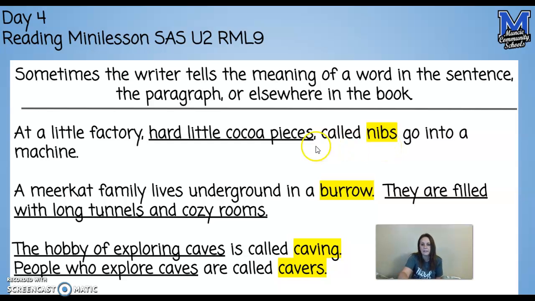But if you go back in the sentence, hard little cocoa pieces is what describes the nib. And a lot of times you can find the description in that same sentence, later in the paragraph, or somewhere else in the book. So today, when you are reading, if you come across a word that you don't know, take a look in the sentence, maybe in the paragraph, or somewhere else in the book to see if you can figure out that unknown word and what it might actually mean.